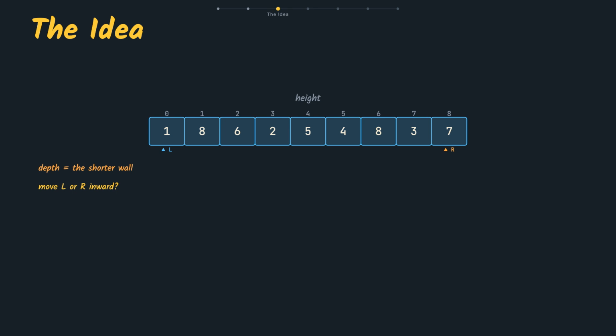We already have the widest container. To beat it, which of the 2 walls should we move inward? You might be tempted to move the taller wall, hoping for a deeper pool. Watch out, that is exactly the wrong move. Move the shorter wall. Moving inward shrinks the gap no matter what, and the shorter wall is the only thing capping the depth. Keep the short wall and the pool can never grow. Move it, and the next wall just might be taller. That is the whole trick.